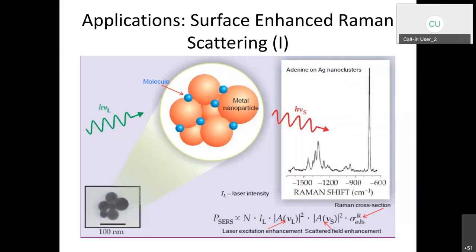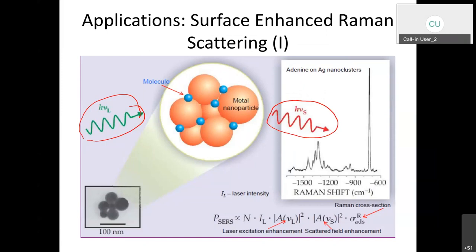Now there are a lot of other applications where surface plasmons, or plasmonics, is very, very exciting. One of these is in surface enhanced Raman scattering. This has the benefit of making use of the electromagnetic field enhancement, both for an incident wave and for the scattered wave, which is at a slightly different wavelength.